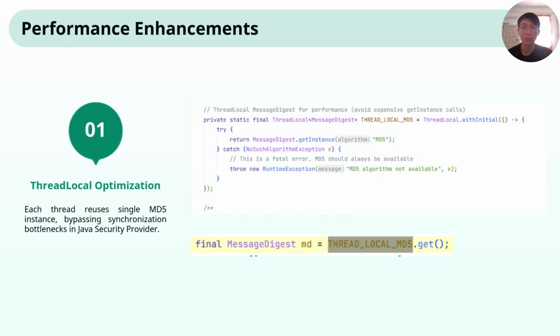To achieve high throughput, we implemented critical performance enhancements. First is thread-local optimization. Standard MD5 instantiation in Java is synchronized and slow. By using thread-local, we give every single thread its own private MD5 instance. This completely bypasses the synchronization bottlenecks in the Java security provider, allowing all threads to hash in parallel at maximum speed.